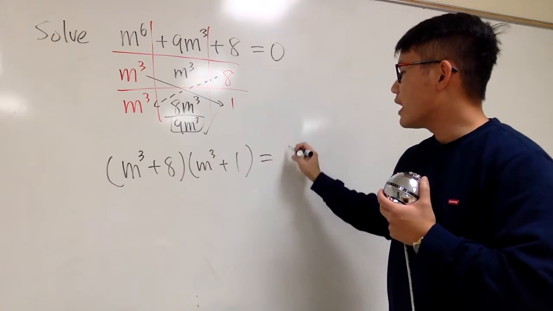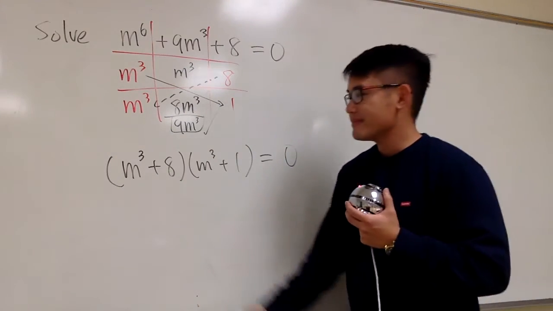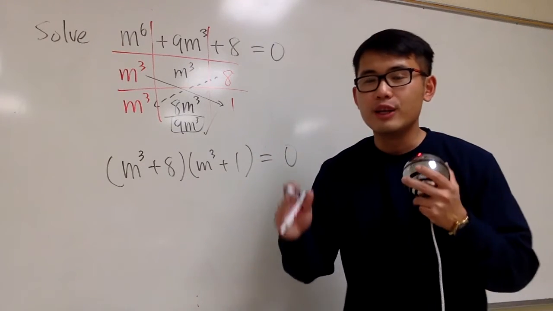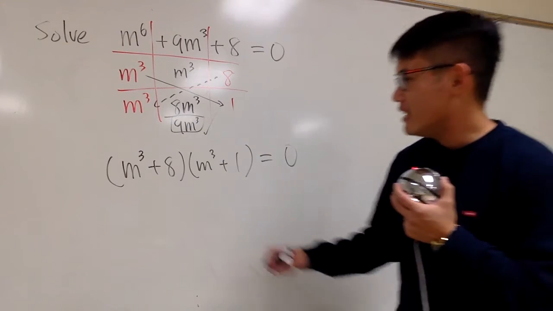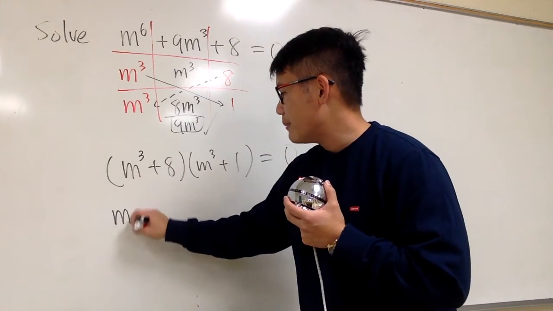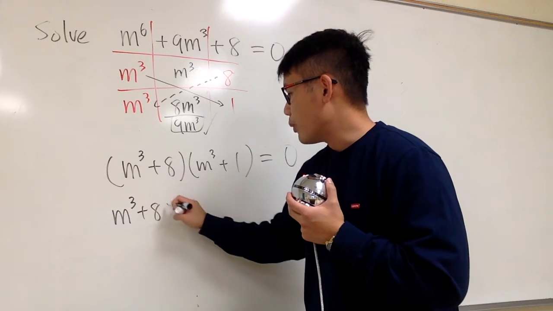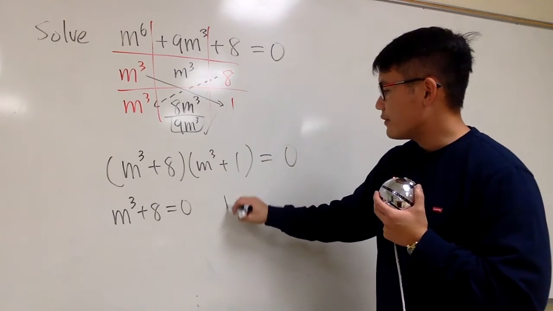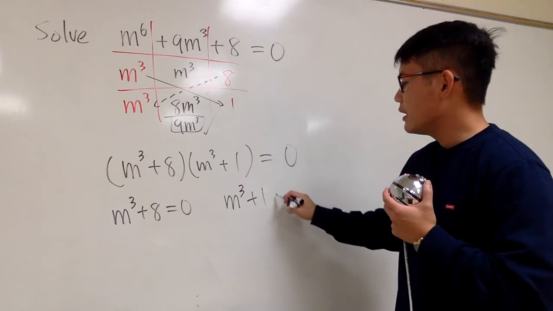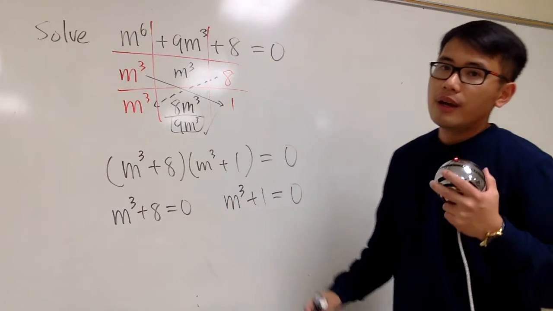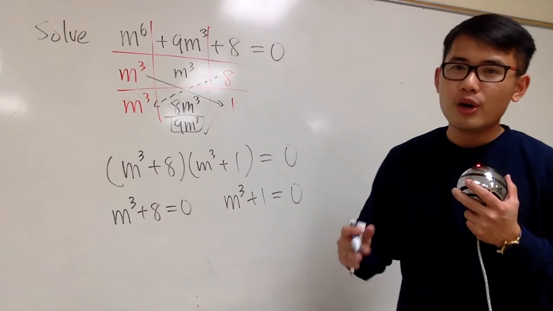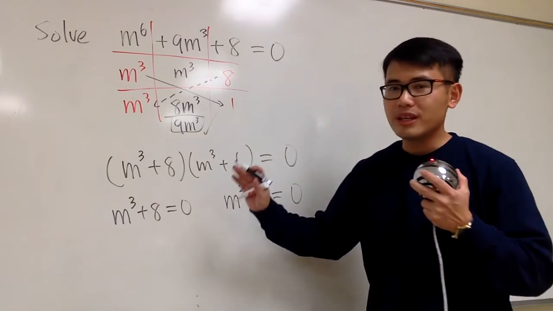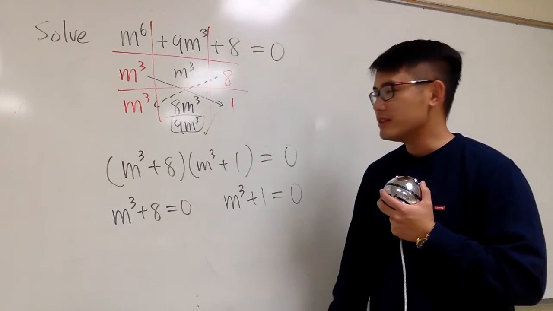And be sure you still write down this is equal to 0. We have two factors equal to 0, and we're just trying to find the real value solutions. Therefore, I'm just going to write this down, m to the 3rd power plus 8, and I will make this equal to 0. And on the other hand, right here, I will just have m to the 3rd power plus 1, and this is equal to 0. Once again, we're just trying to find the real value solutions. We are not trying to get the complex solutions for these two equations.